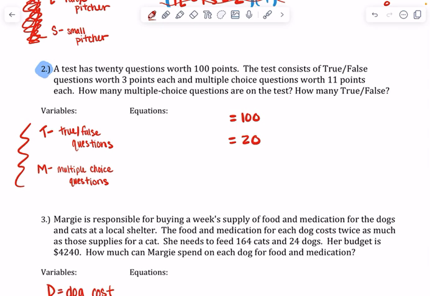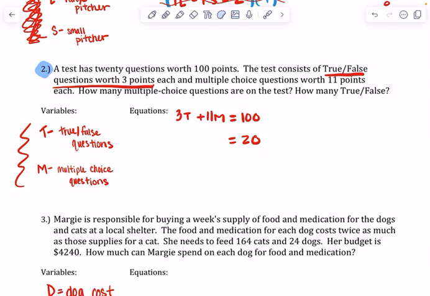So 100 points on the test. We know that each true-false is worth 3 points, and multiple choice questions are worth 11 points each. So 11 points for each multiple choice. So that's your first equation: 3t plus 11m equals 100.